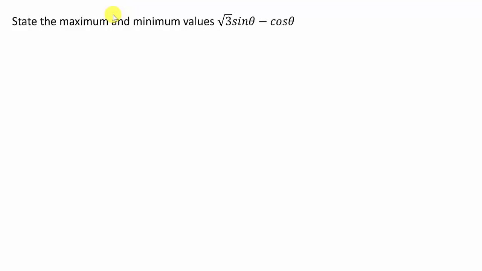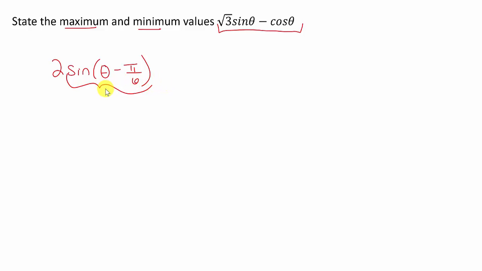All right. So this one's just a little bit different. It says state the maximum and the minimum. And I did give you the same expression here, so the one that we just used. So we've already written this in the form we need. From the last slide, we have written this as 2 sine of theta minus pi over 6. And that's going to make it a little bit easier for me to find the maximum and minimum values than this form, okay?